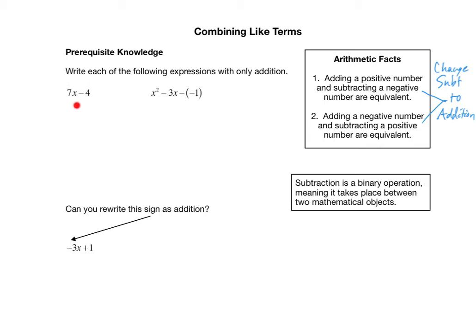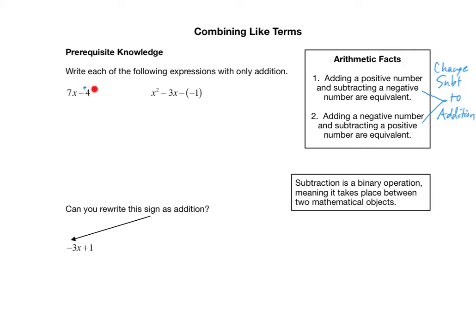Let's start here with this expression 7x minus 4. So this is a subtraction of, technically, this 4 is a positive number. This is the operation between the 7x and the 4 is positive. People just often don't write in the positive sign when they write down the number. So we have 7x minus positive 4. How can we rewrite this subtraction problem as an addition problem?